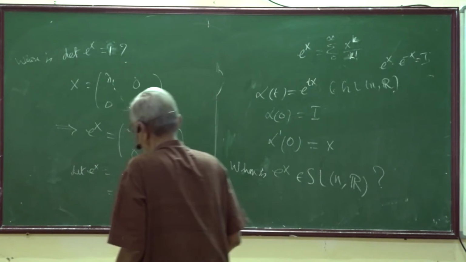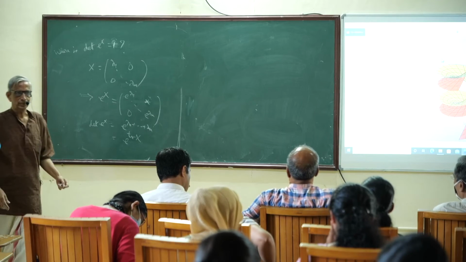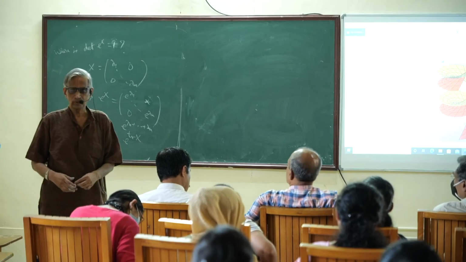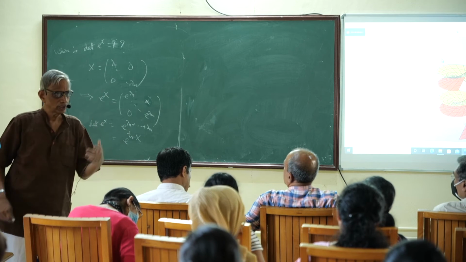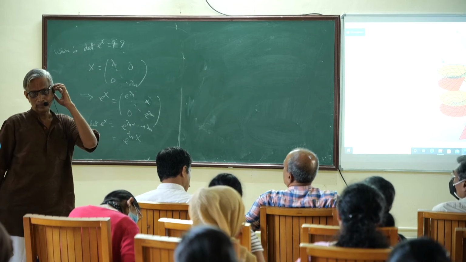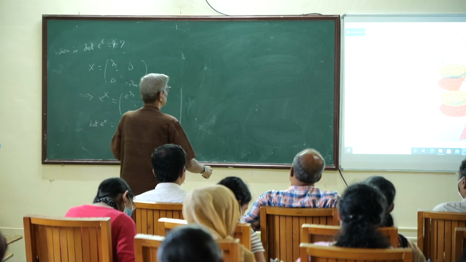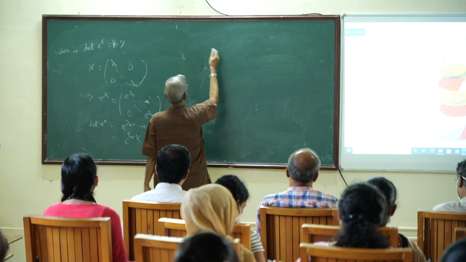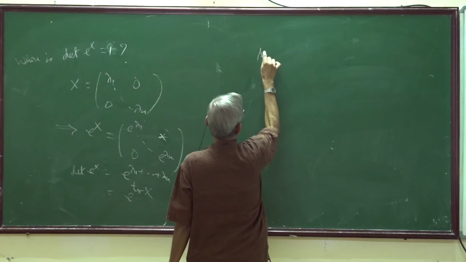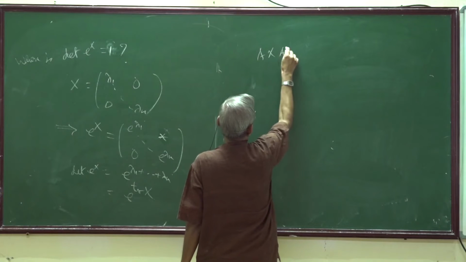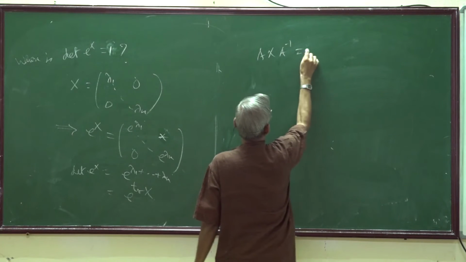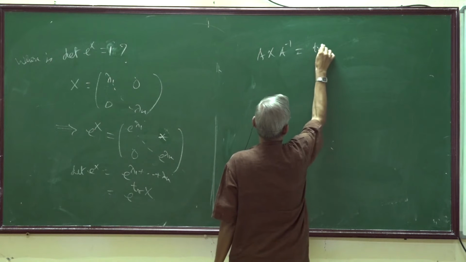What about a general matrix? Any matrix can be triangularized. Not all matrices can be diagonalized, but all matrices can be triangularized, which means what? There is some A so that A x A inverse is triangular.